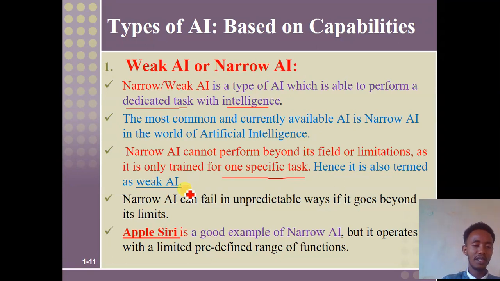If you consider Apple's Siri, it is a good example of narrow AI. It receives the questions or queries of the users in the form of voice. Then, based on the recognized voice, it is able to answer those questions.